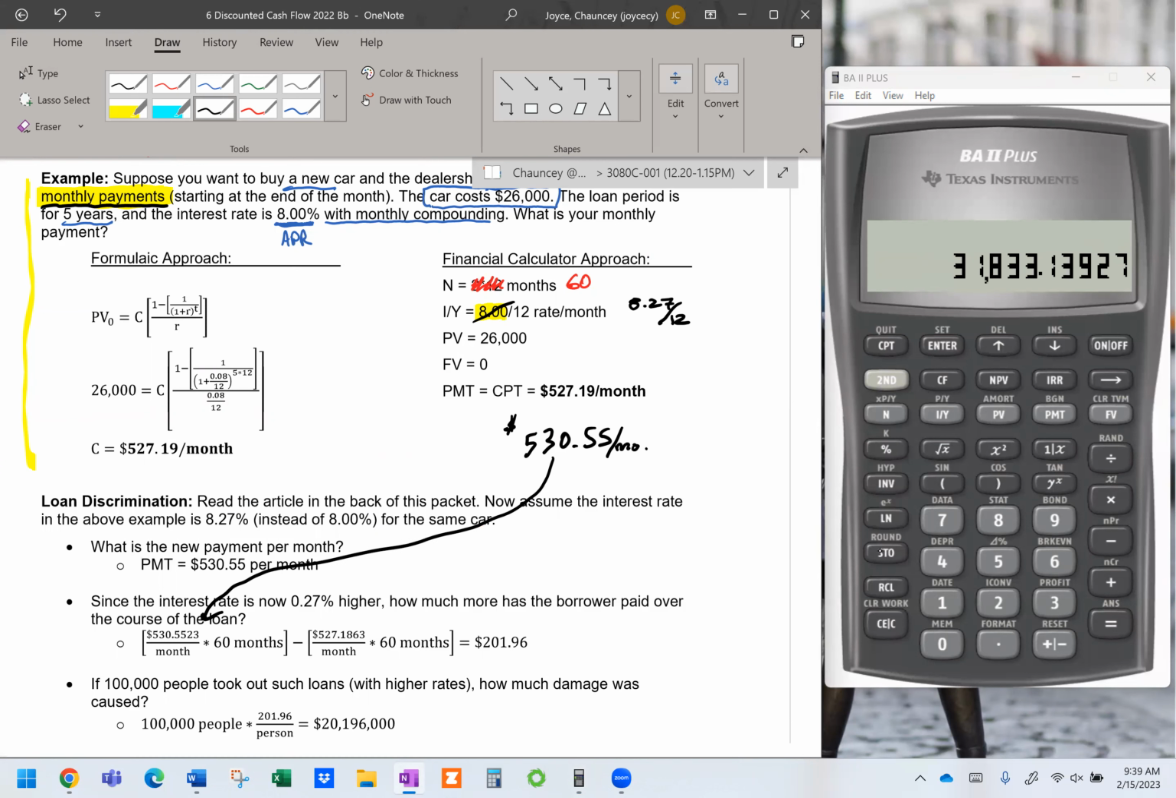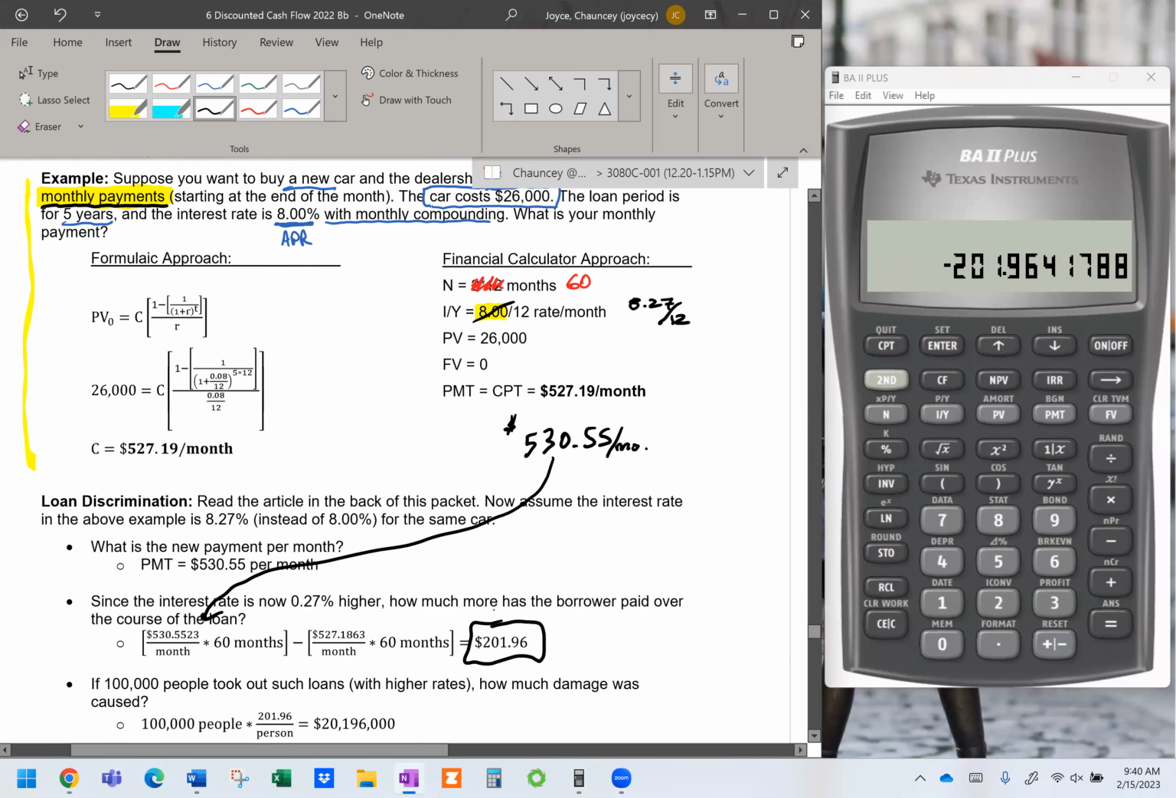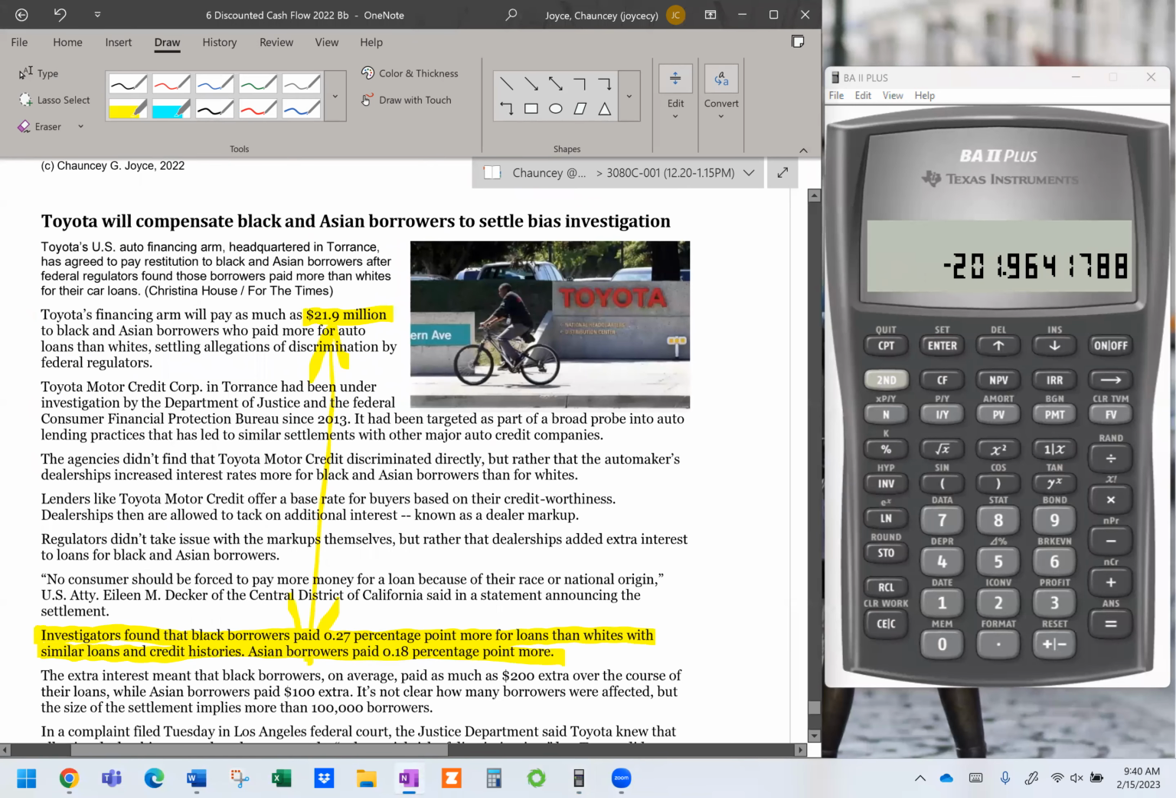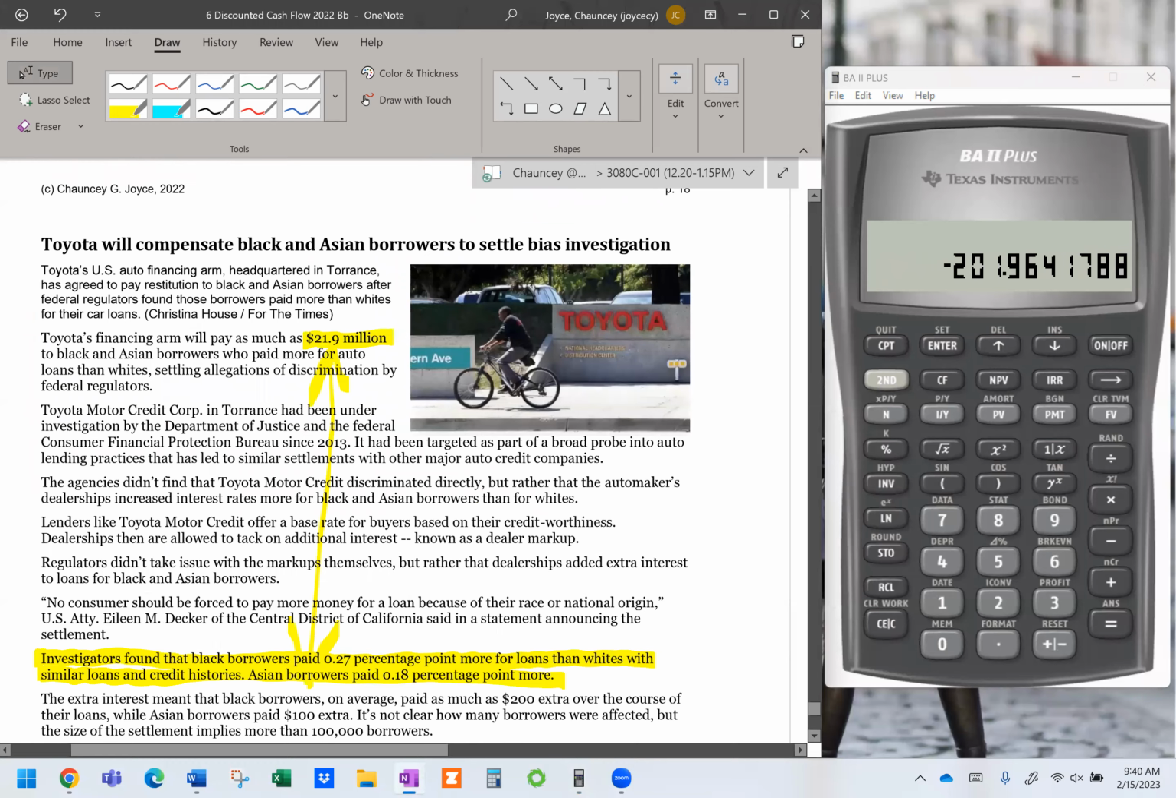See this number. And if I want to save that number, I can go store 1 and then I'll stay in there. Now, if I take the other rate, initially, this is what we had. So if you compute this payment times 60, that's the total paid for this car. The difference of these minus recall 1, 200. Now, that's for each borrower. The article says I think 100,000 people were negatively impacted by this.